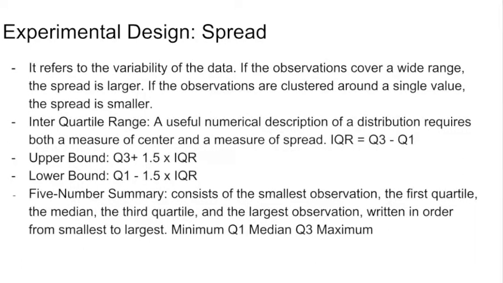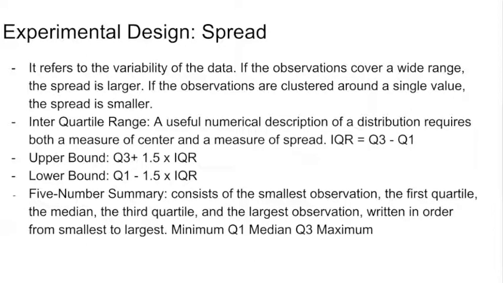Moving on to spread, which refers to the variability of the data. If the observations cover a wider range, then the spread is much larger. If the observations are clustered around a single value, then the spread is much smaller. Remember the interquartile range: it's a useful numerical description of a distribution, which requires both a measure of center and a measure of spread. Remember the IQR is the third quartile subtracted from the first quartile.